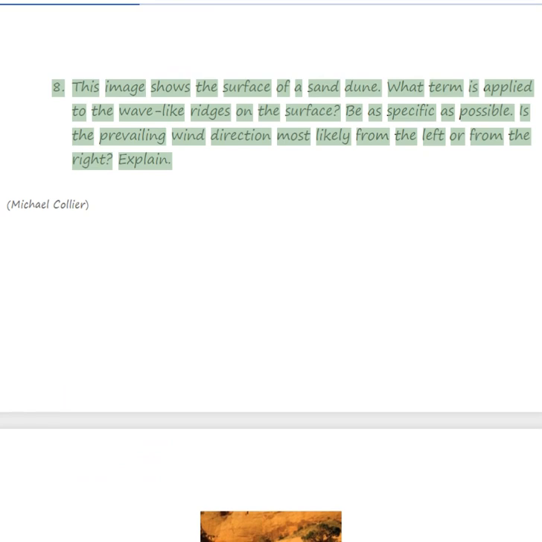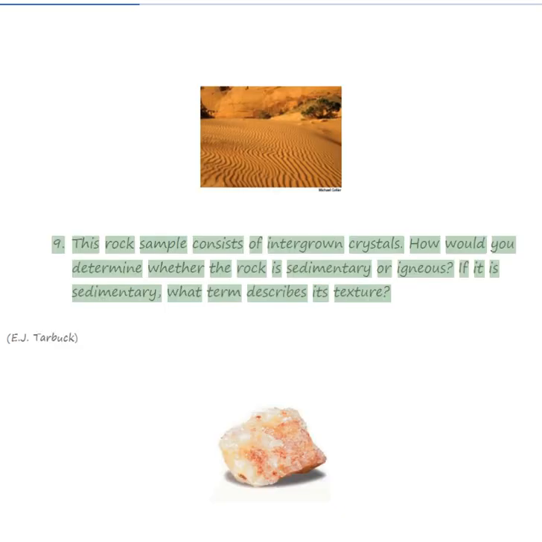8. This image shows the surface of a sand dune. What term is applied to the wave-like ridges on the surface? Be as specific as possible. Is the prevailing wind direction most likely from the left or from the right? Explain.